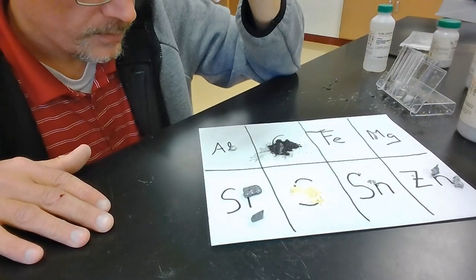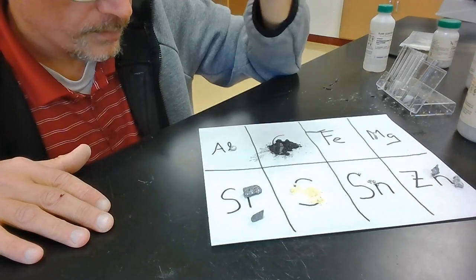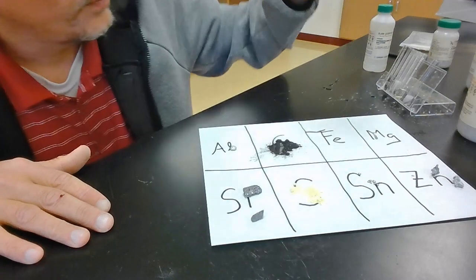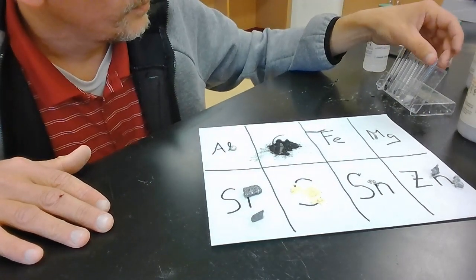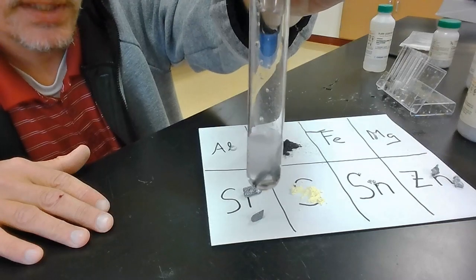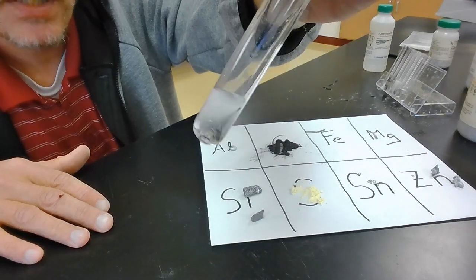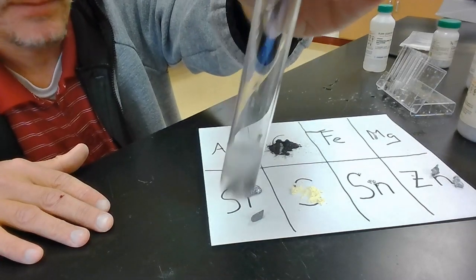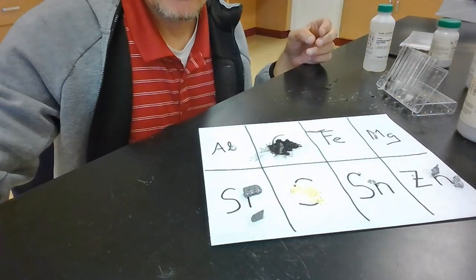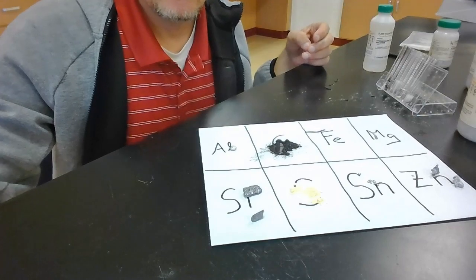With tin, I don't see anything happening with the tin. And then finally the zinc, that reaction is still going on. You can see it's all bubbly and it's still reacting. So there we go, we can see some of them react with the hydrochloric acid and some do not.